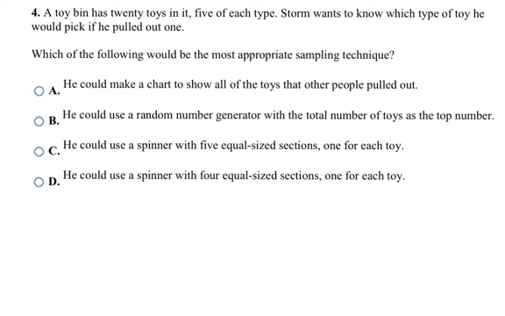Well, C, right away I can see that the problem there is that there aren't 5 different toys. There are 4 different toys and 5 of each of those types, and that's how they get the 20. So it's not going to be C. And then D, he could use a spinner with 4 equal size sections, 1 for each toy.